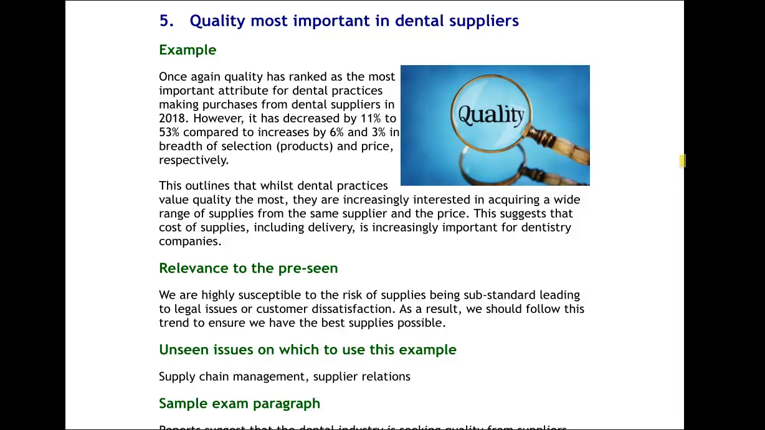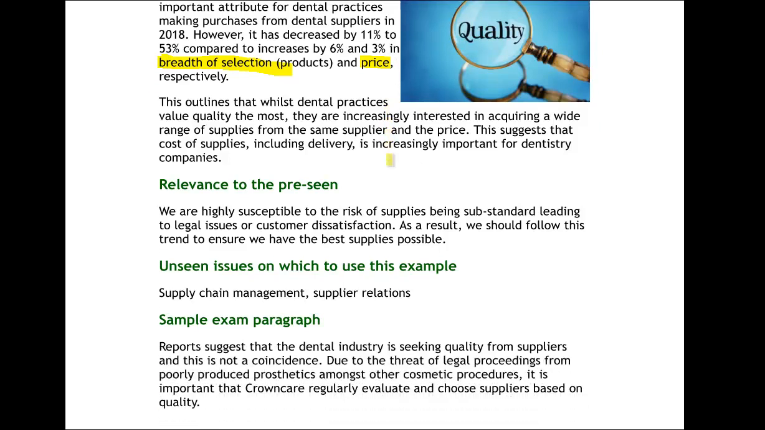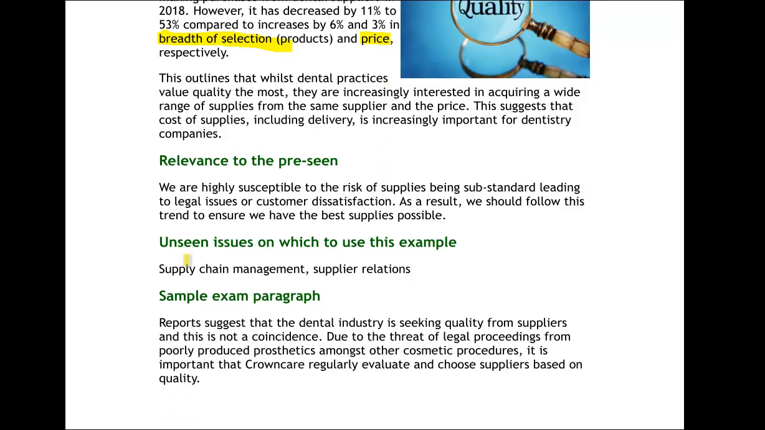Okay, so quality is the most important in dental suppliers. So we see the industry is looking for highest quality, but that reliance on quality is dropping a little bit, and price is increasing, and breadth of selection. So variety and price are increasing in relevance, but overall quality is most important. So it relates to our supply chain management essentially, and we can't afford substandard quality. So if we were to get a question on supplier relations, sourcing a new supplier, we can suggest that the whole industry is seeking quality from suppliers, and we shouldn't sacrifice this.